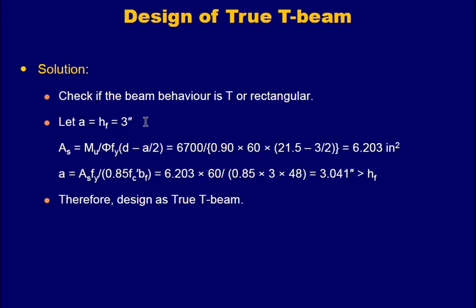Now it says to check if the beam behavior is T or rectangular, and let a equal hf, just like we did in the previous example. So a is 3 inches, put it in the equation of As. Using 3 inches, it turns out to be 6.2. Using this 6.2 in the equation of small a, it's 3.041 inches, slightly greater than this 3 inches. Therefore, design as a true T-beam. Got it?